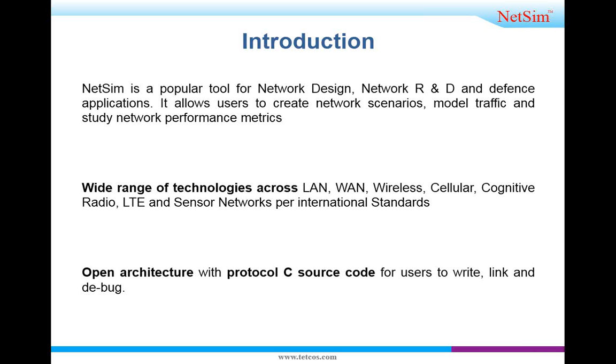In NetSim, there are two versions. One is the academic version and one is the standard version. In the standard version, we provide the architecture for the protocol C source code. The purpose of this source code is to enable users to edit the standard protocol code according to their own requirements, link it with NetSim, and analyze the performance of the newly designed protocol. In the academic version, the custom code facility is not given. It is only in the standard version.